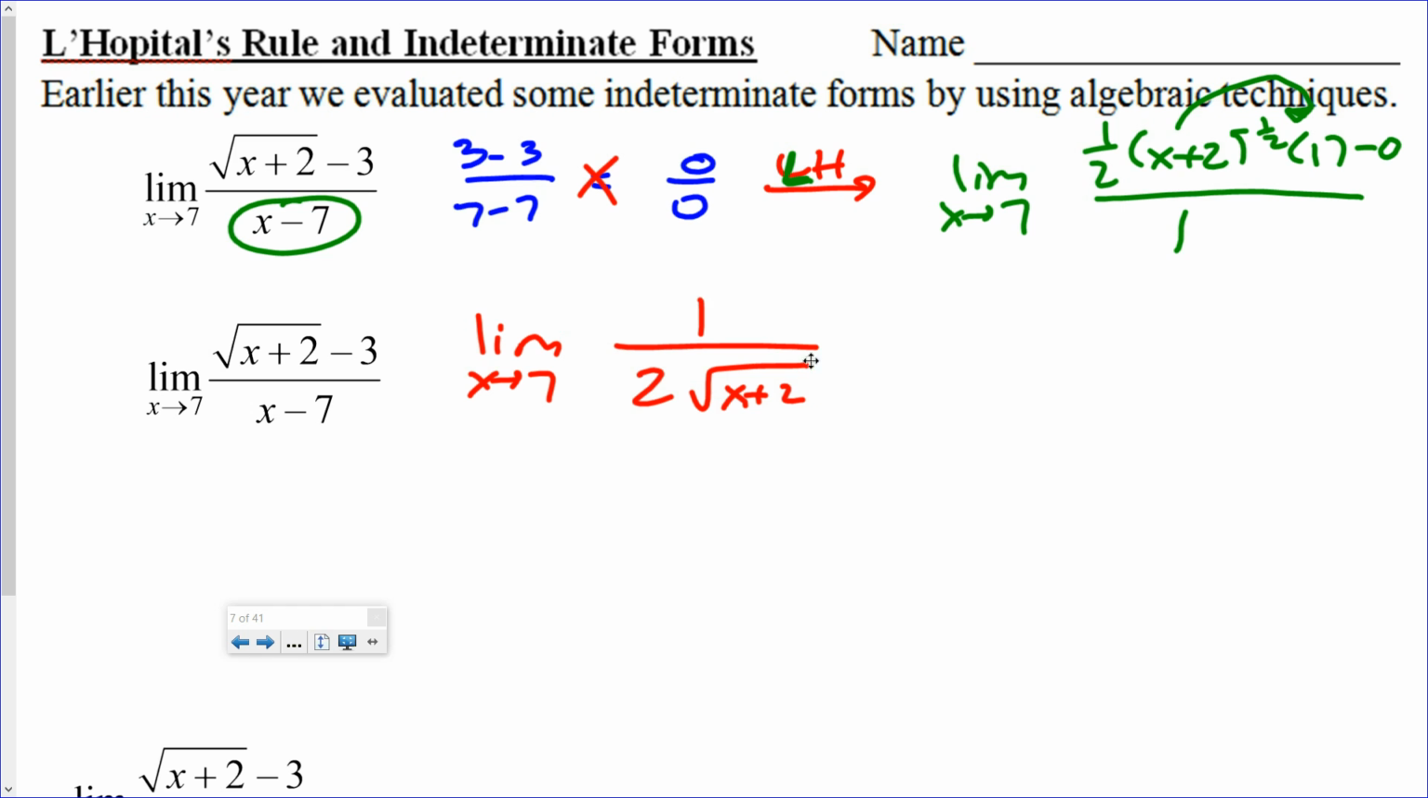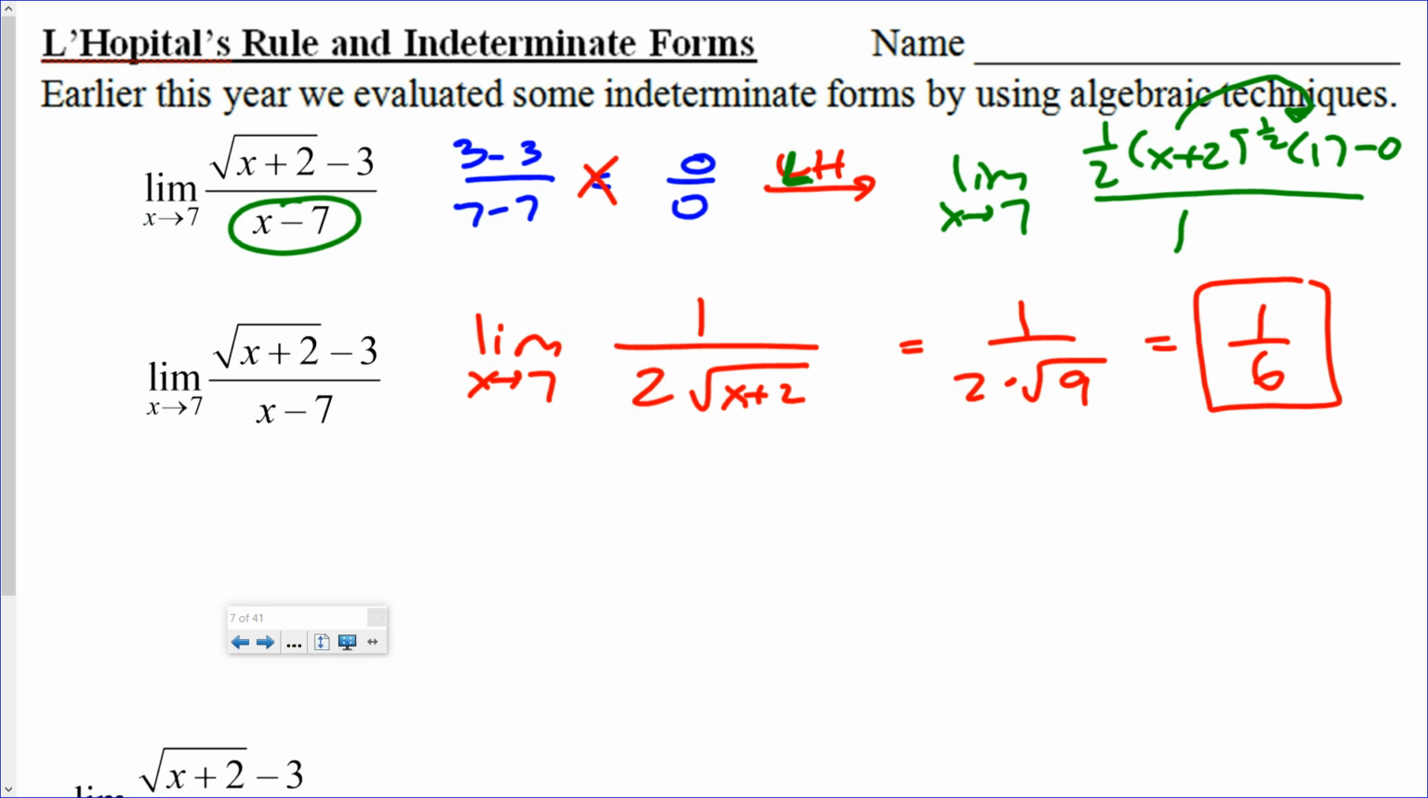Now, the answer to this limit problem is the answer to this limit problem. This limit problem is not necessarily a L'Hopital's problem. As a matter of fact, it isn't, because if I plug in 7, I don't get 0 over 0. What do I get when I plug in 7? 1 over 2 times the square root of 9, which is 1 over 6, and that is my answer.